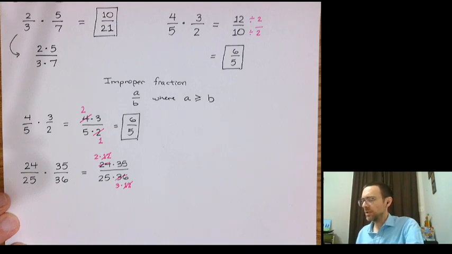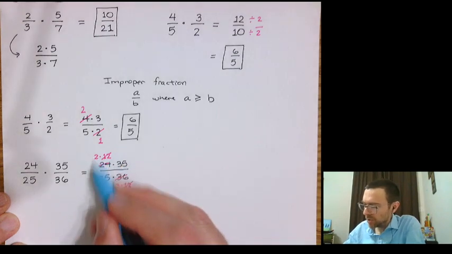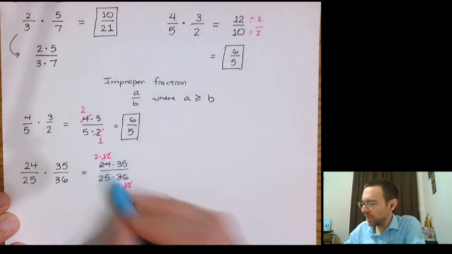Well, that's good. The numbers are already a lot smaller. That's good. What about anything else? 2 and 25 doesn't reduce. 2 and 3 doesn't reduce.